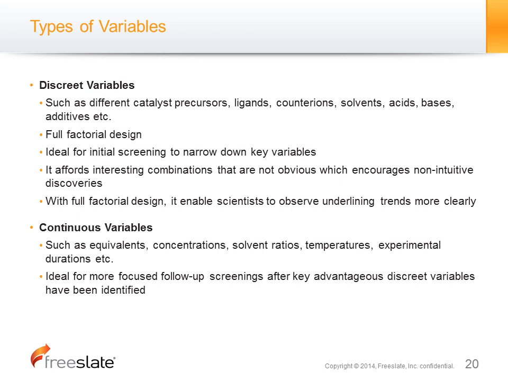So after the key discrete variables have been narrowed down, then continuous variables such as equivalence, concentration, solvent ratios, a lot of things that are not a fixed number, but can be 1.2 equivalent, 1.25 equivalent. So you can start deciding what's more important in terms of that type of variables. And it's very ideal for a follow-up screening when the discrete variables have been identified.